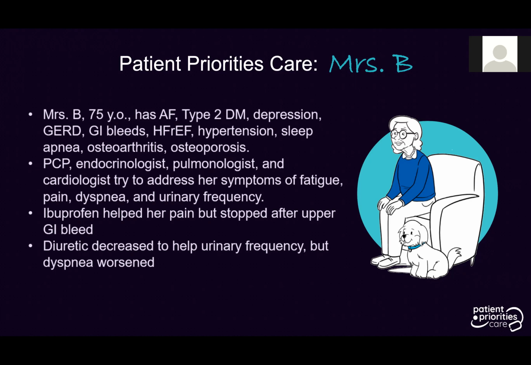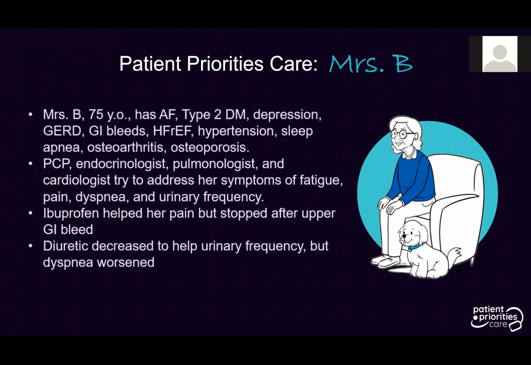Mrs. B is a 75-year-old, and she has a typical story for an older adult with multiple chronic conditions. She has atrial fibrillation, diabetes, depression, reflux disease. She's had a few hospitalizations due to a GI bleed and heart failure with reduced ejection fraction, hypertension, sleep apnea, osteoarthritis, and osteoporosis. So clearly, multiple chronic conditions. She sees a number of different clinicians in addition to you. Now that she's part of the team she might see them a little bit less, but they've been involved in her care previously, even if they're less involved now in home-based primary care.